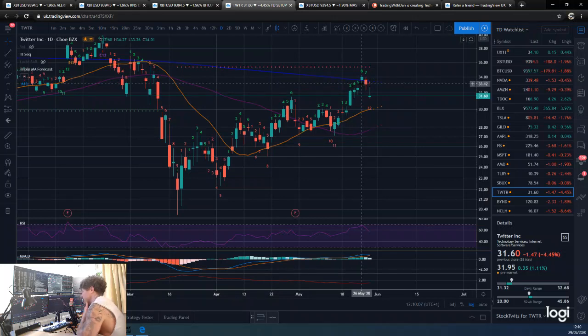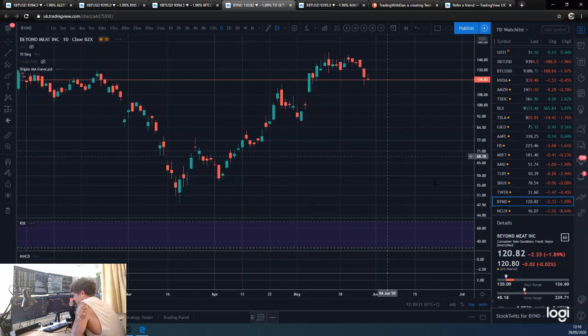You just have to think bears will wait to that level to sell. Bulls that are bought will wait till that level to take profit, and that's why you will often bounce off this 200 period moving average, which just happens to be daily. It's the 200-day moving average. We haven't looked at Beyond Meat for a while.